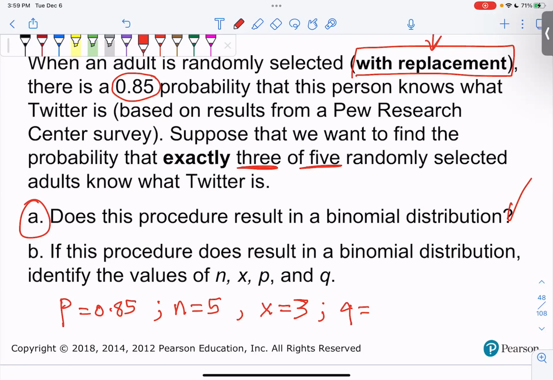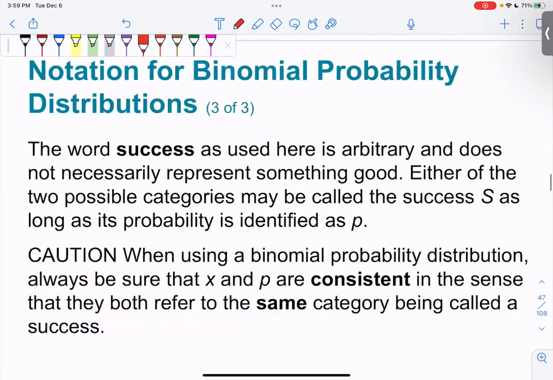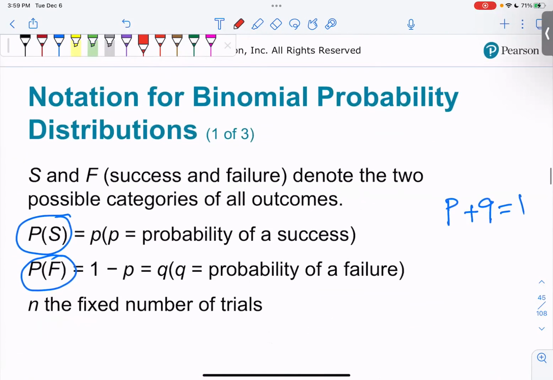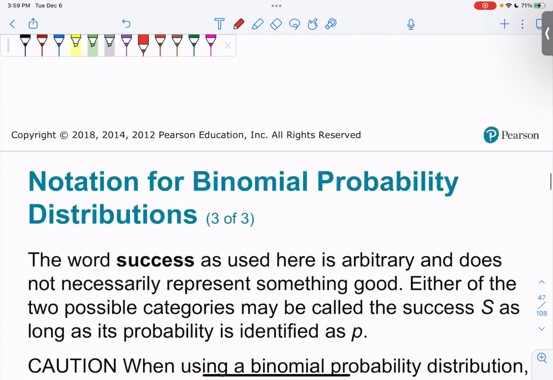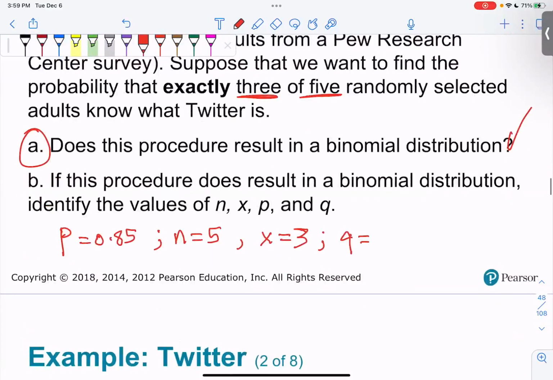No, you cannot say negative. It's a probability. We said probability must be between 0 and 1. Look here, I wrote it somewhere here. See? p plus q equals 1. So it will be 1 minus 0.85. Yes. So q will be 0.15.